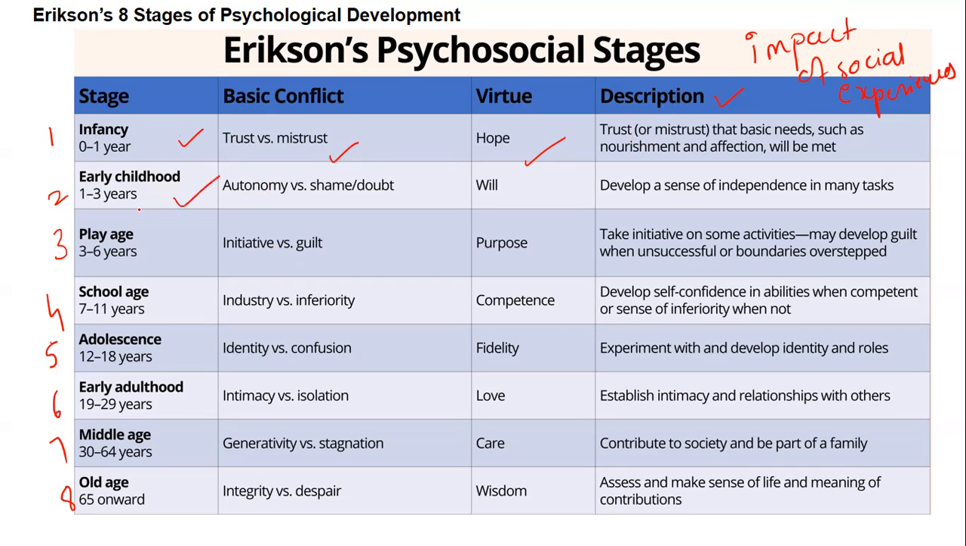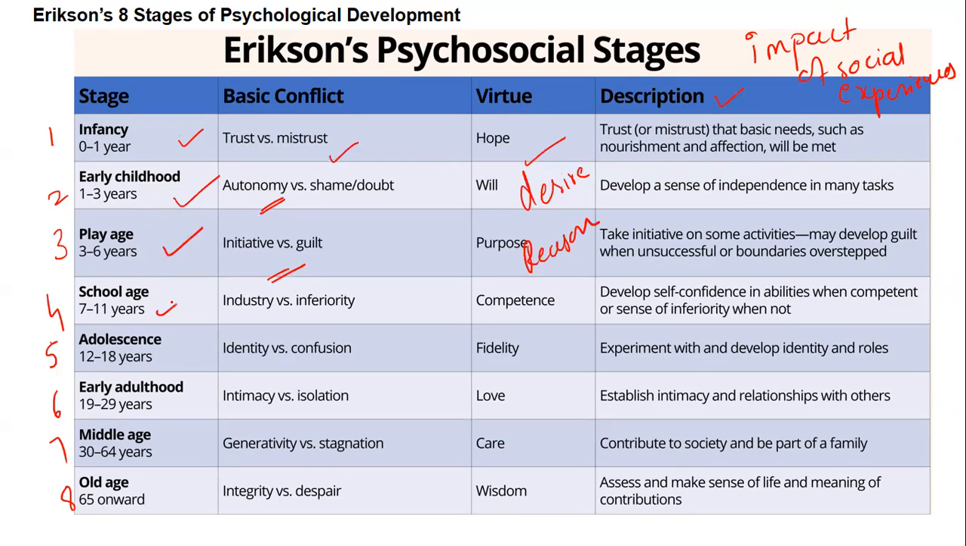Early childhood is from the age group of 1 to 3. These specifics you have to keep in mind: it talks about autonomy versus shame or doubt. It talks about desire, a will, and it develops a sense of independence in many particular tasks or jobs. Coming to the play age, which talks about initiative versus guilt, which has a reason, a purpose. For example, it involves taking the initiative to do some activities, or guilt when certain things are not happening successfully. That is the age called the play age.